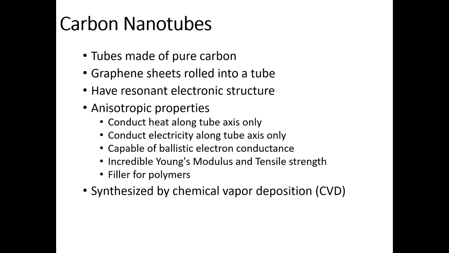It's a project. Graphene sheets have resonant electronic structures, so they align in a magnetic field or electric field. And anisotropic properties, and anisotropic means different properties in different directions. They can conduct heat only along the tube axis. A lot of computers are being cooled by carbon nanotubes because they remove heat from the source without a fan. Okay. They conduct electricity only along one direction. They're now used in nano devices. Ballistic electrical conduction, and we've done tensile strength filler for polymers.